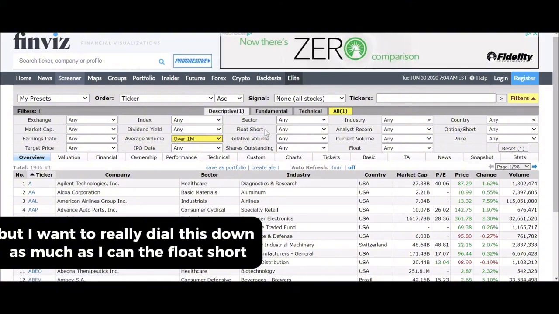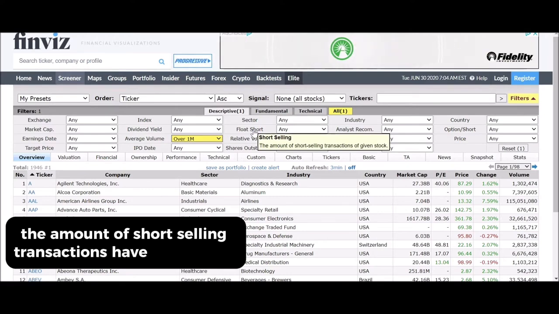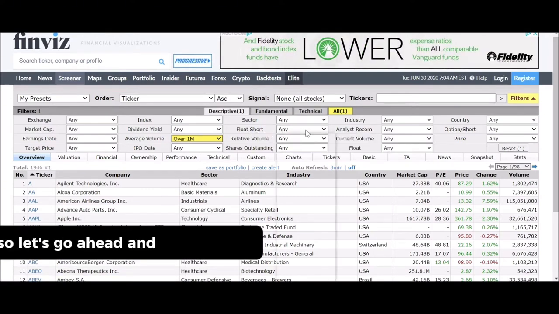The float short, that's what I'm looking for: the amount of short selling transactions of a given stock. So let's go ahead and click on that.